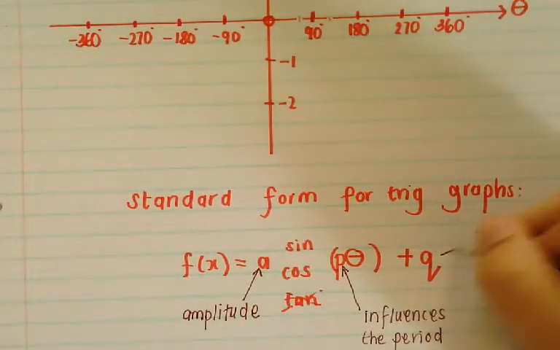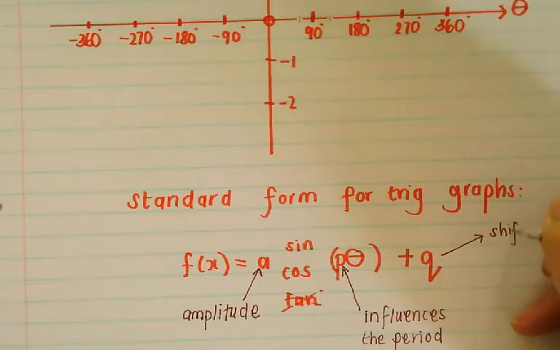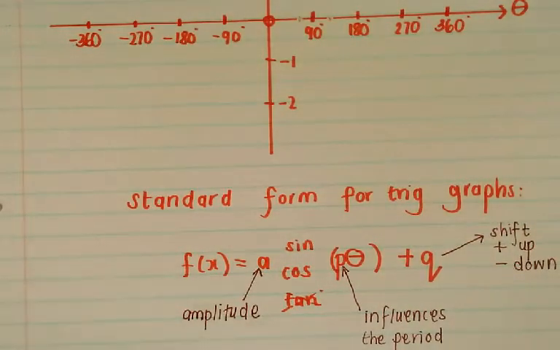And lastly, this q value here is the shift. Positive for up, negative for down. So I could have something like 2 sine 5 theta plus 2. Telling me that my amplitude is 2, my period is influenced by that number 5, and plus 2 is how it shifted up by 2 units. Which means nothing if we don't know what the graph looks like. So that's our next step.